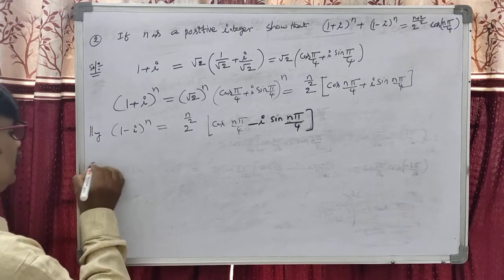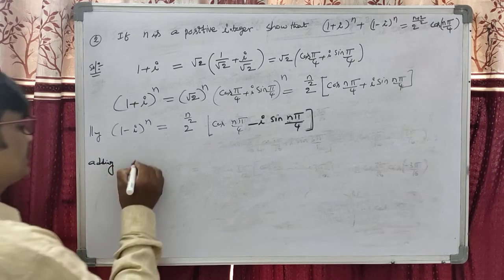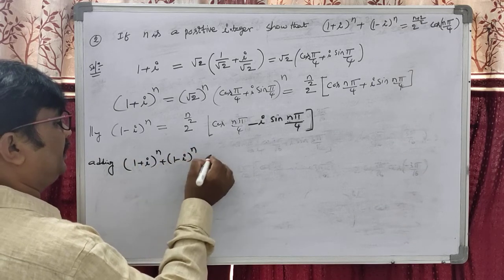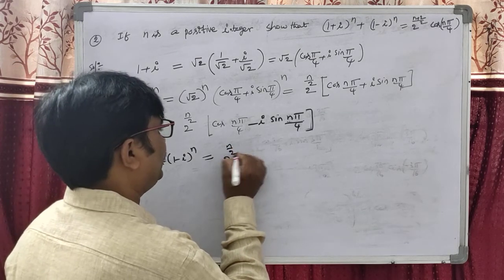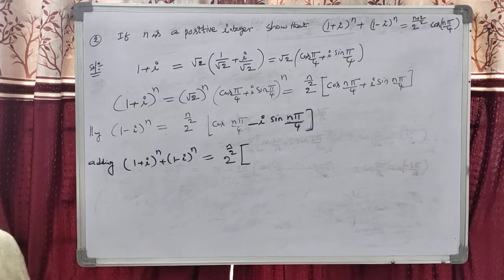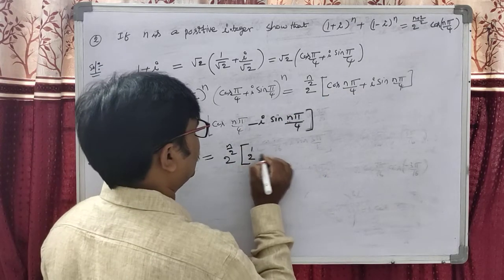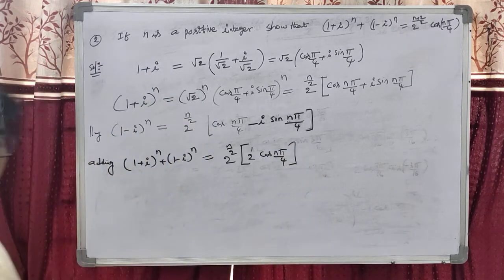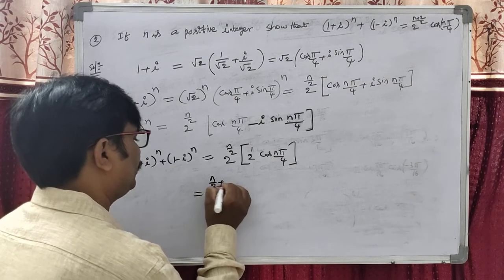So students, adding this (1 + i)^n and (1 − i)^n, this is, students, 2^(n/2) times, the i sin(nπ/4) and minus i sin(nπ/4) are cancelled. Cos(nπ/4) plus cos(nπ/4) is 2 cos(nπ/4). This is, students, 2^(n/2) plus 1 times cos(nπ/4).